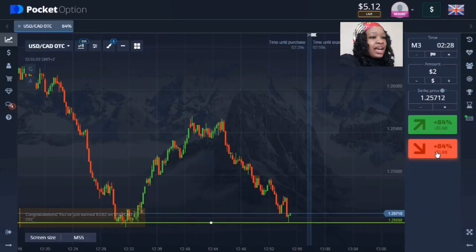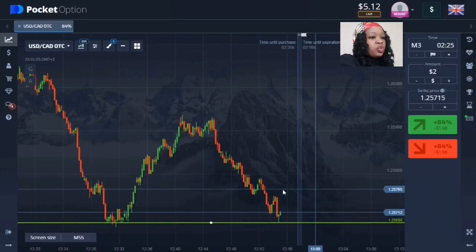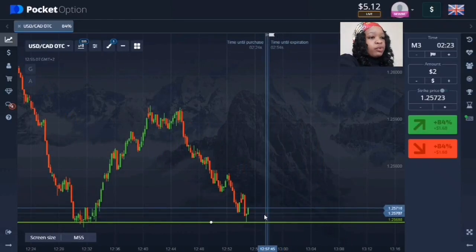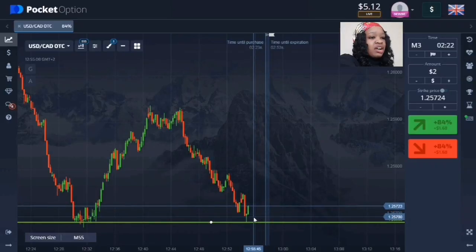Well, it's brilliant guys. The trend continued its downward movement after a small pullback up, and we have collected our very good profit. 3 minutes was enough.